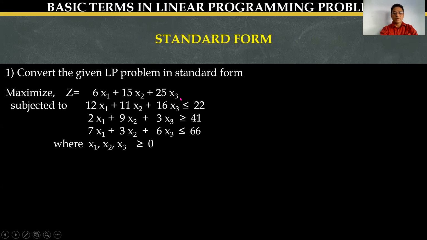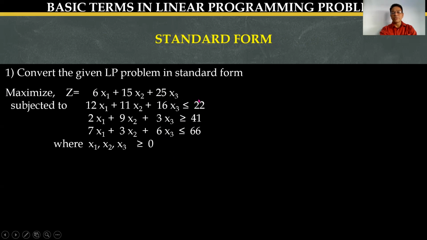Now this is a given LP problem. Now since we are asked to convert it into standard form, what we want in standard form? Number one, the objective function should be either maximize or minimize. It is maximize, that's not an issue. Right hand side should be positive. All the right hand side terms are positive, that's not an issue. But there are inequalities. So our work here is to remove this inequality and convert it into equalities.